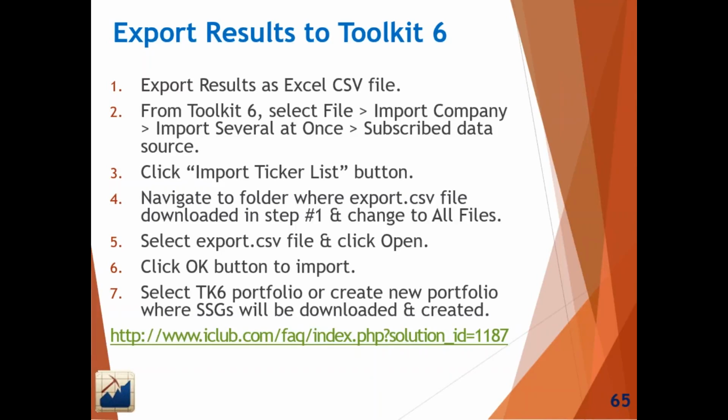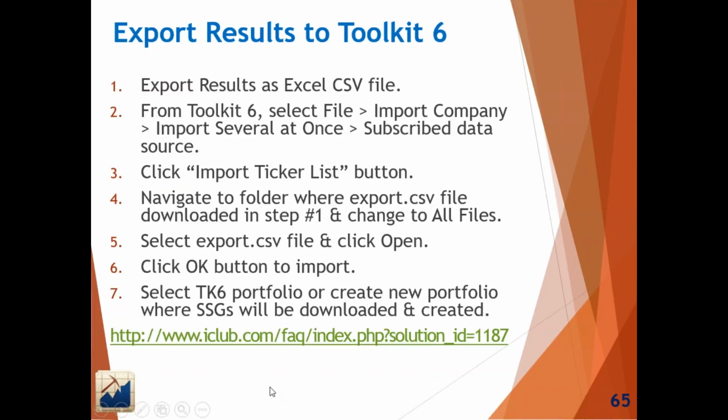And then from Toolkit, you go to the File menu, you import company, then there's an option to import several at once from your subscribed data source. Then you click the Import Ticker List button. Navigate to where the export CSV file is. You want to look for that file, select it, click Open, and click OK, and Toolkit will begin the process. It'll say, where do you want me to put these? Just in your stock library, or do you want me to create a new portfolio? And that's what I do. I create a new portfolio.